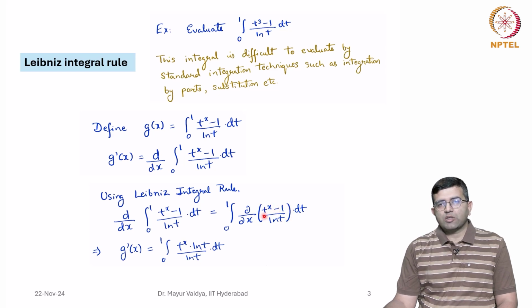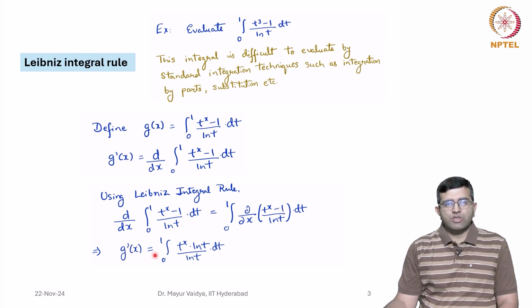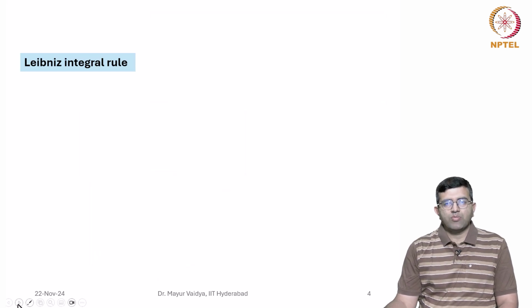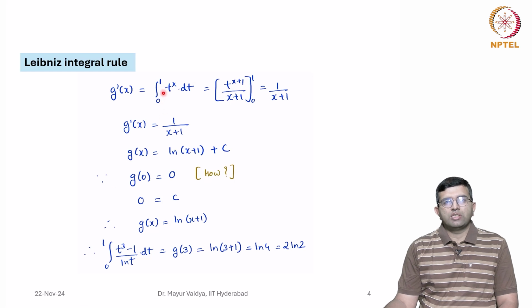So you will see that ln t does not contain any terms of x, so it is like a constant for this differentiation, and the differentiation of t to the power x is nothing but t to the power x log t, and the differentiation of 1 is of course 0. So therefore g dash of x can be written as the integral from 0 to 1 of t to the power x log t by log t dt, and of course this log t cancels out, and now you have a very simple integral, 0 to 1 t to the power x dt, and this we know very well.